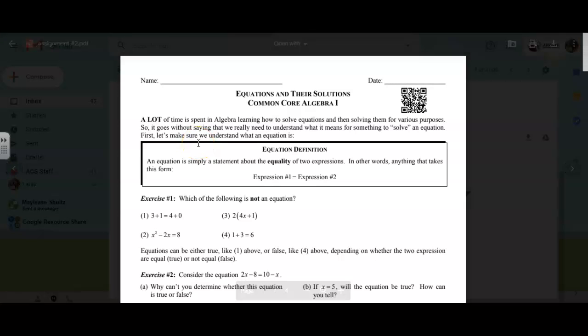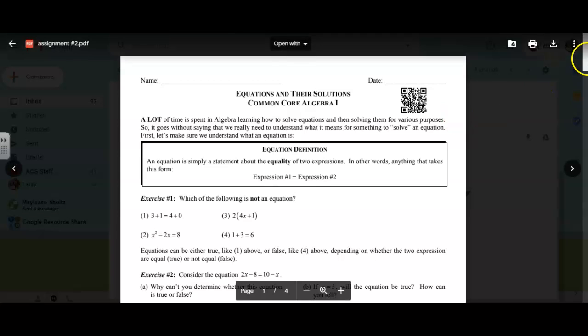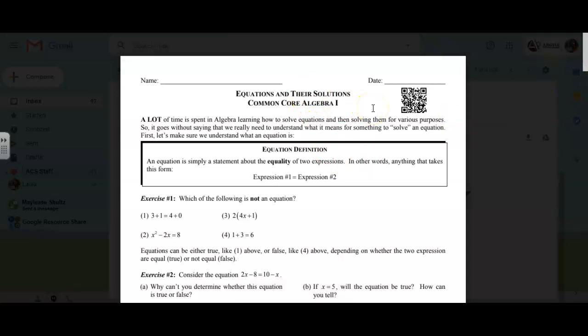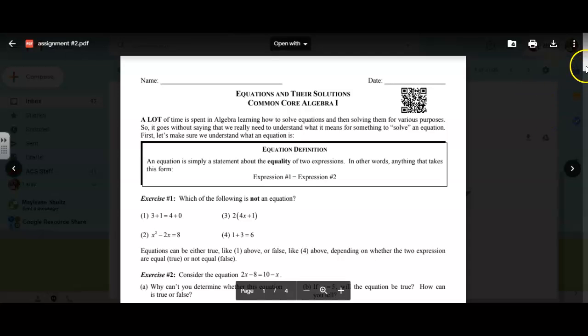All right, so I've had a couple of questions about your Algebra B work, and this is assignment number 2. So I'm just going to do a quick run through of what we're seeing here so that it might help you guys answer some questions that you might have.